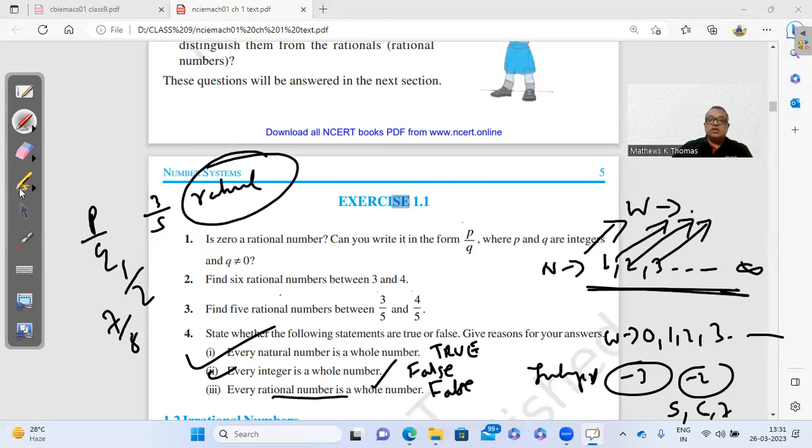So this is the first exercise and introduction to the chapter. In the next video, I will be explaining exercise 1.2.